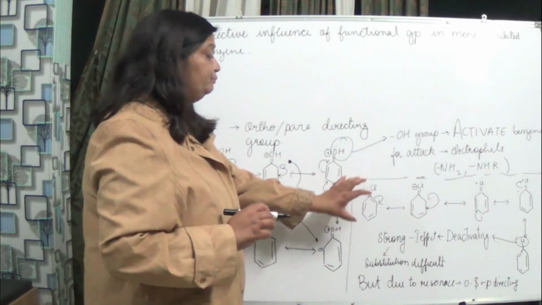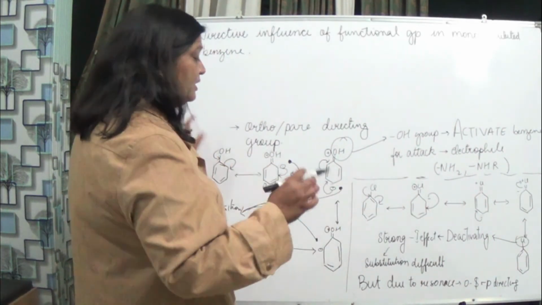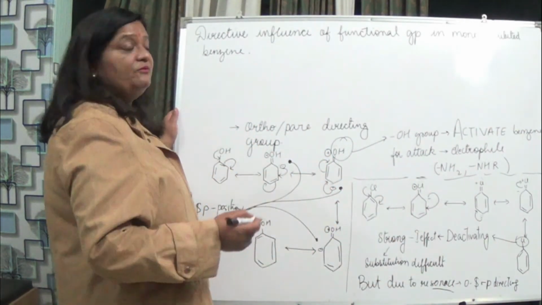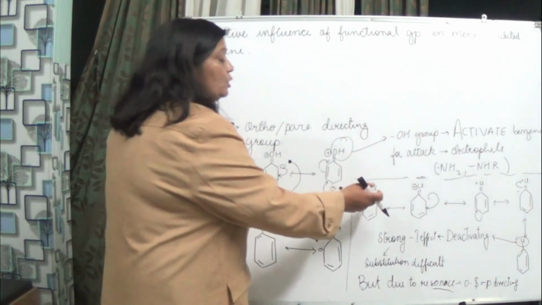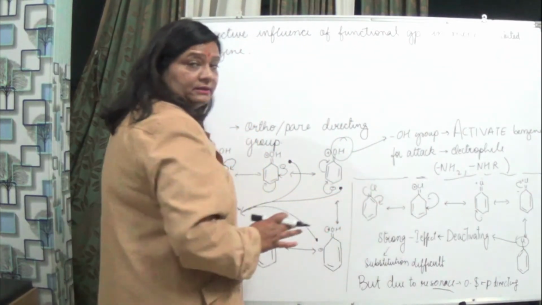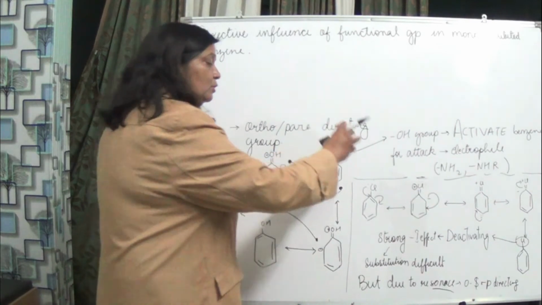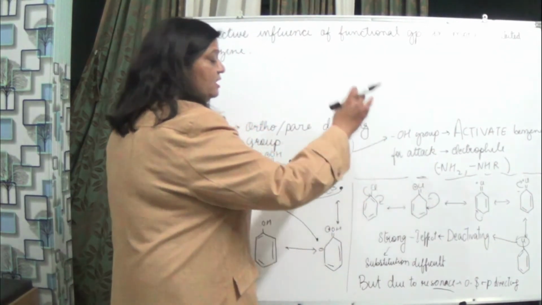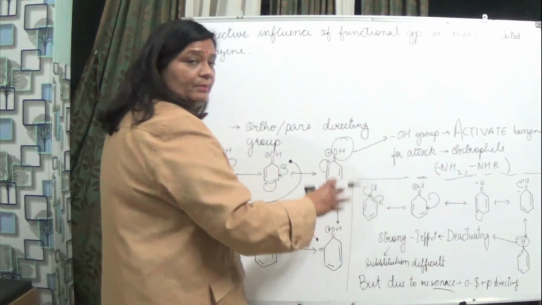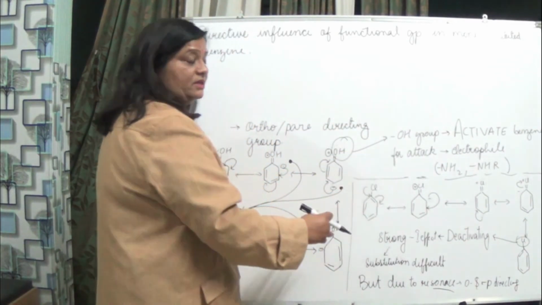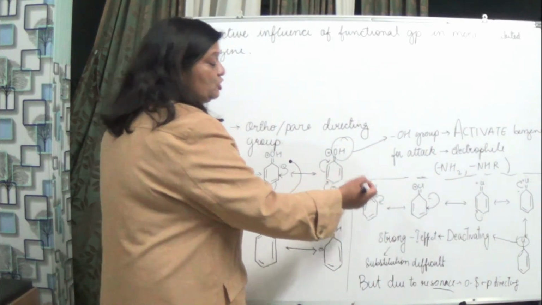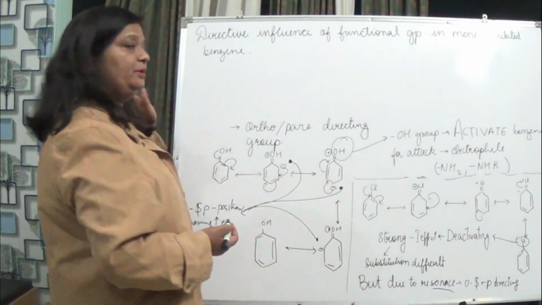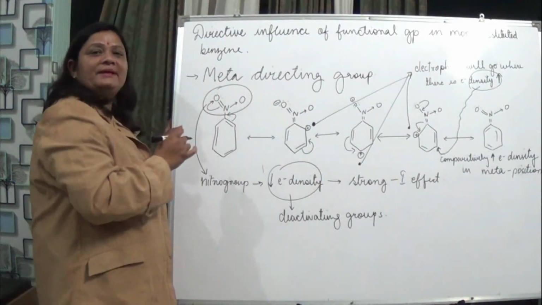And here also this happens just because of the resonance. Okay, this resonance, which is what? Which is bringing the ortho para directing positions. Okay, even though this is highly electronegative in nature, it shows its effect. Substitution becomes difficult, but yes, again due to this resonance, it shows what? Ortho para directing group. Now let us study about the meta-directing group.